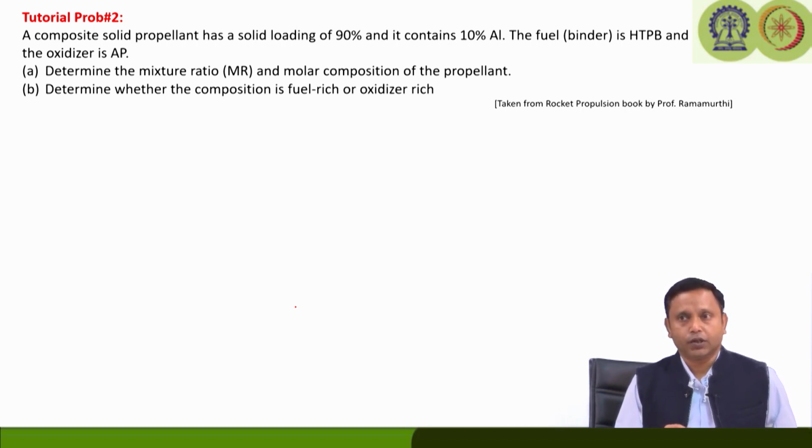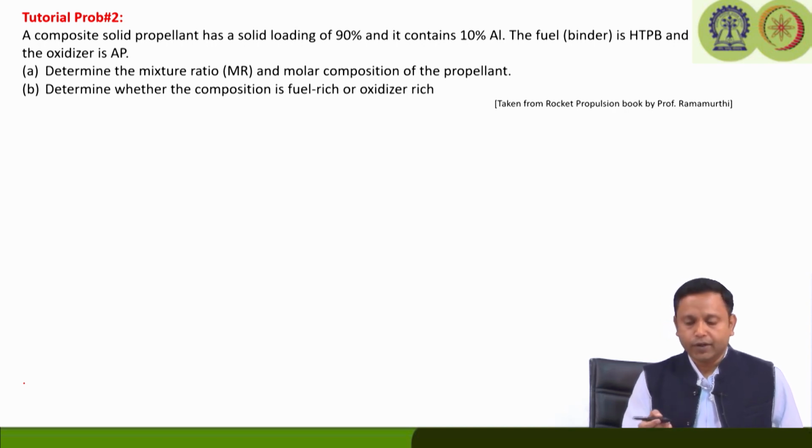Now, it is asking what is the mixture ratio and molar composition of the propellant, and also it is asking us to find out the composition, whether it is fuel rich or oxidizer rich. This problem is also taken from the same book, but we will try to brush up our understanding of what we have learned in the theory course, because this will help us to do the assignments as well. So, let us look at the problem statement and write what is given.